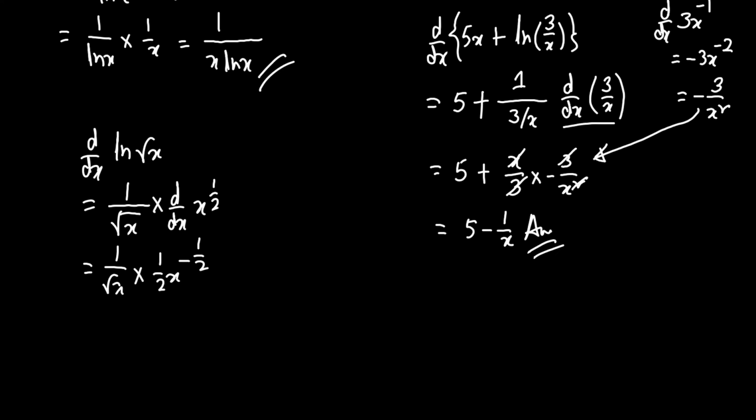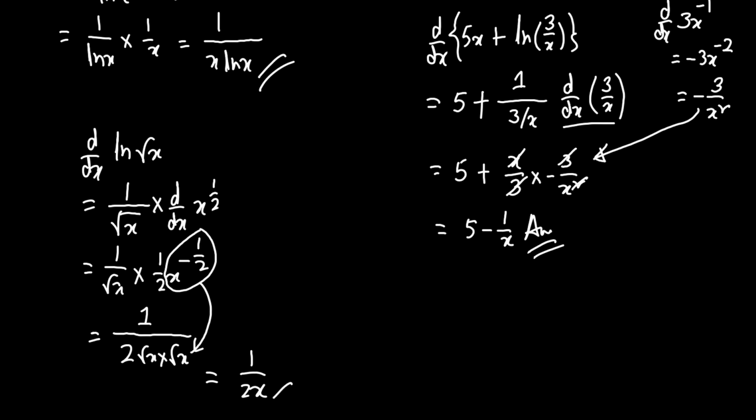So finally you can write it, say on the top it is 1, and from below, which is 2 root x into root x, 2 root x, it gives us, I mean root x into another root x from here, x to the power negative half, it gives us another root x. So from here you can write the answer as 1 by 2x, and this is our final answer.